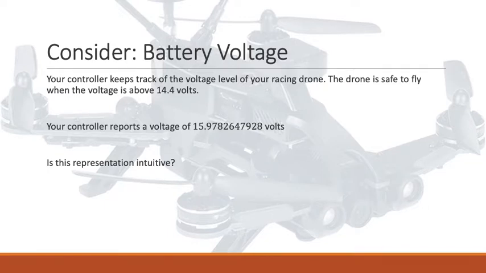On another example, consider you've got a drone, and to keep your drone in the air, your battery voltage has to be above 14.4 volts. If it dips any lower, you won't be able to turn the motors fast enough to keep it in the air. Now your controller tells you the voltage in real time, and at this point in time it says that you've got 15.97826447,928 volts. Is it intuitive? Do you need to know all of those numbers after the decimal point?